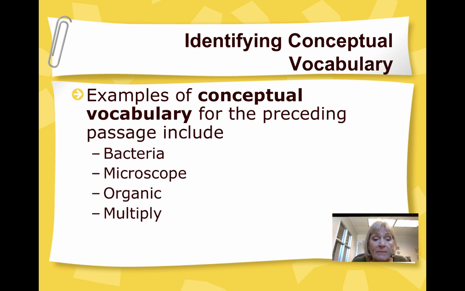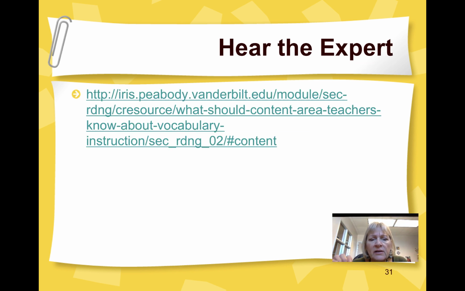And then if I look at that passage, I know that if children don't understand some of this terminology, they're going to have a very difficult time with this concept of bacteria. They've got to know bacteria. They've got to know what is a microscope. What does organic mean? And what does it mean for something to multiply? Does that mean that they do math? Right? So again, we need to really think clearly and strongly about that.